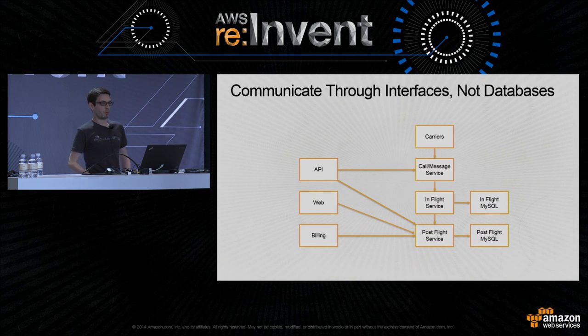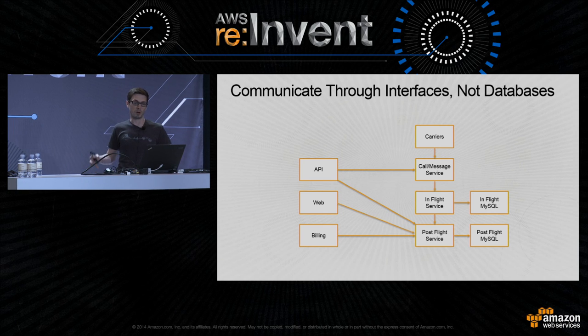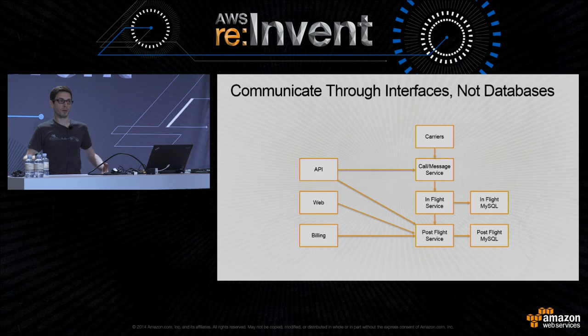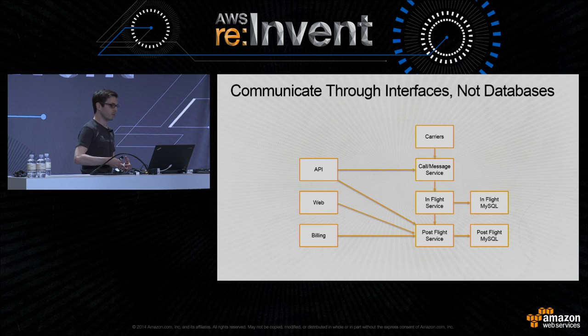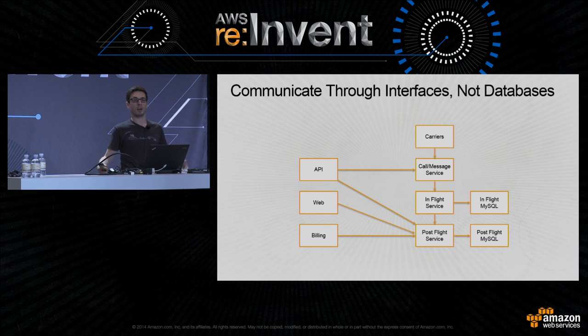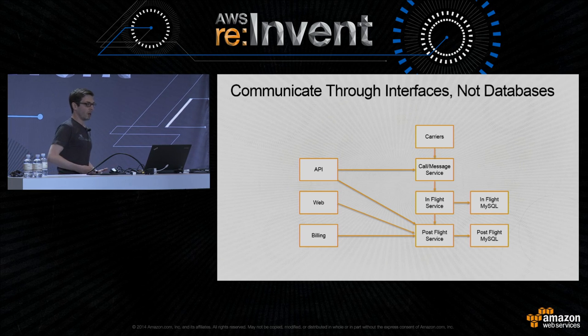So the way you might think of the previous model evolving into a service-oriented architecture: in the previous model, all the clients were talking directly to a database and essentially communicating through the database, using the database as a communication mechanism. And the way that this has evolved in our infrastructure is we now put services in front of the databases.